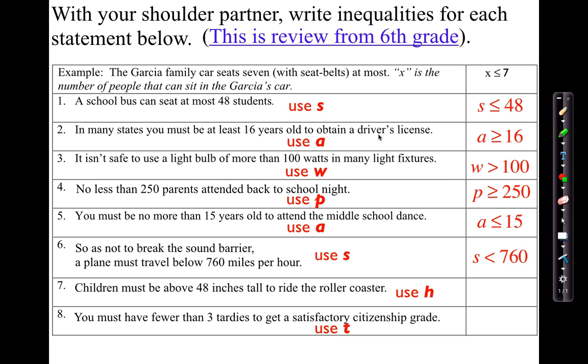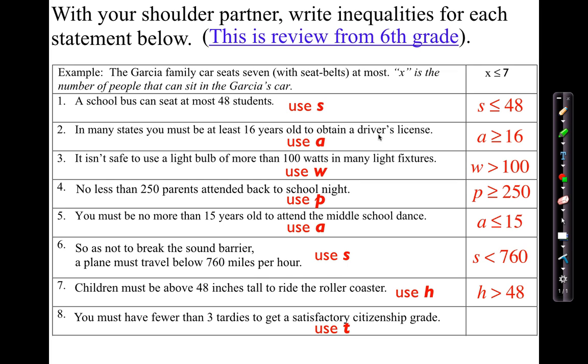Number 7, children must be 48 inches tall to ride the roller coaster. So we're going to go ahead and say H is greater than 48. So notice they can't just be 48. They have to be taller. So that's why, again, we're not using the equal symbol as well.